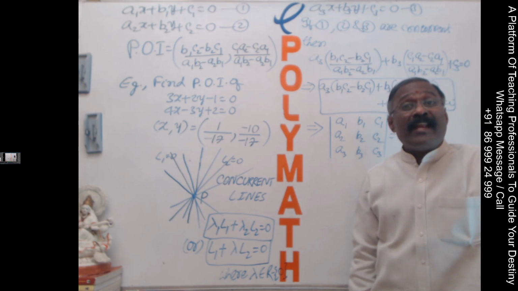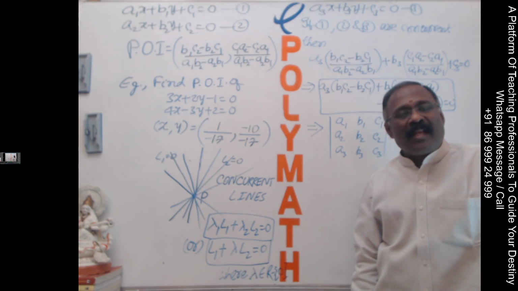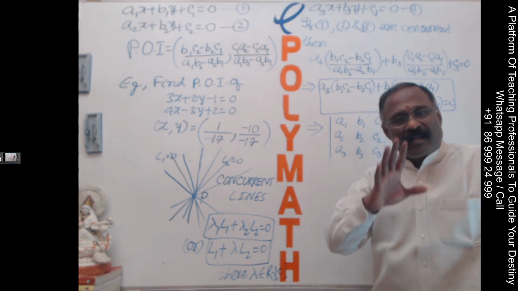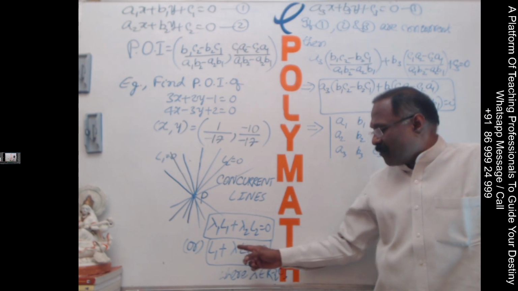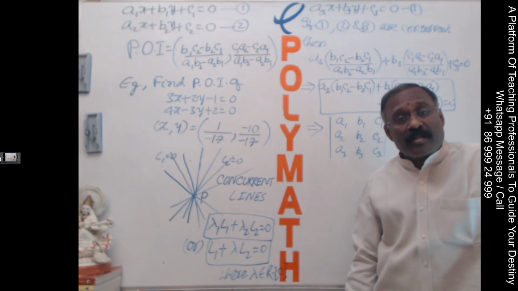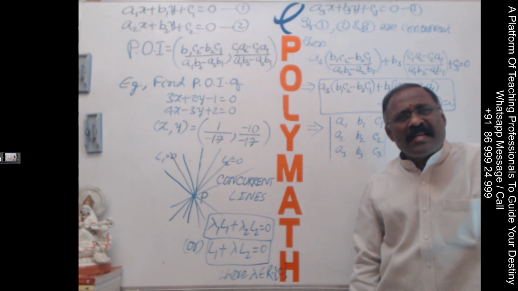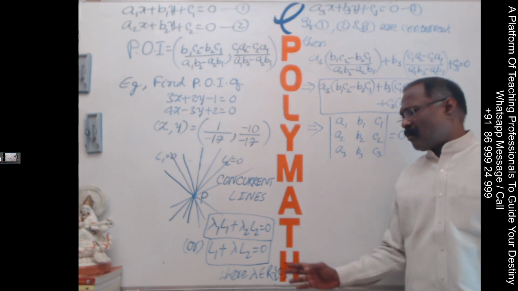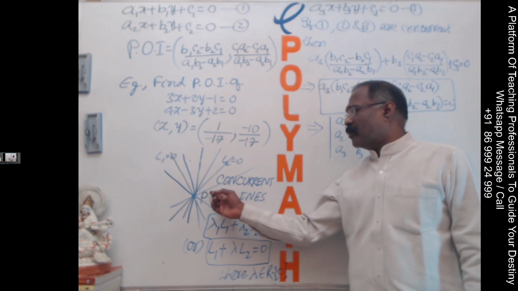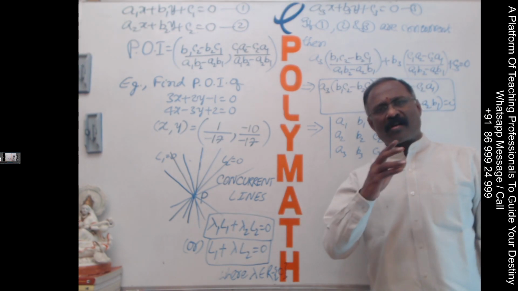So by varying the values of lambda, for example, if I give lambda the value 1, then L1 plus L2 equal to 0. If I give lambda the value minus 1, then L1 minus L2 equal to 0. If I give lambda the value minus 4, then L1 minus 4 L2 equal to 0. You'll get one more line. What is the commonality of all these lines? All these lines will be passing through a common point, which is P, known as the point of concurrence.